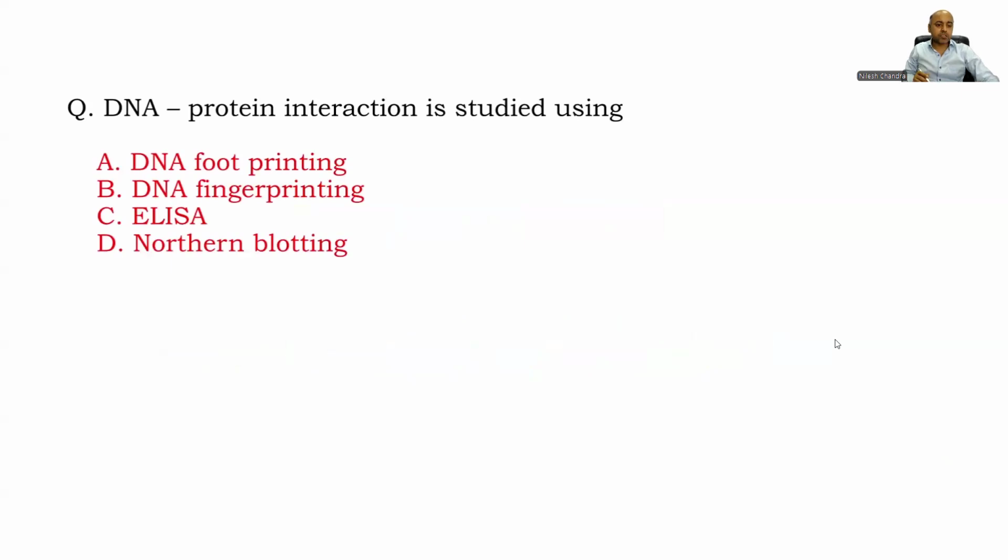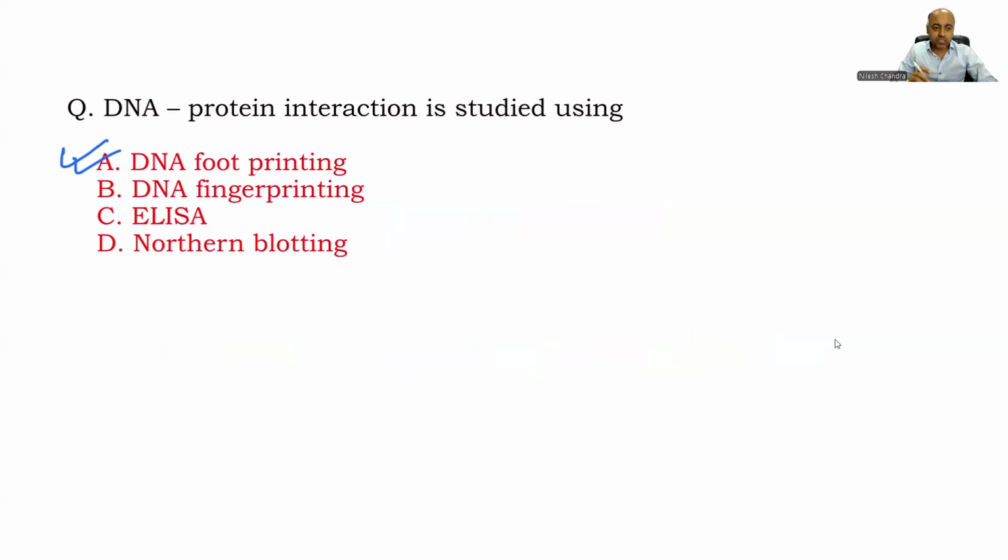Question number one. This question has been repeated a few times. DNA protein interaction is studied by. And your options are DNA footprinting, DNA fingerprinting, ELISA, and northern blotting. So for this question, you have to remember the answer that DNA footprinting is the technique used to study the interaction between DNA and protein.